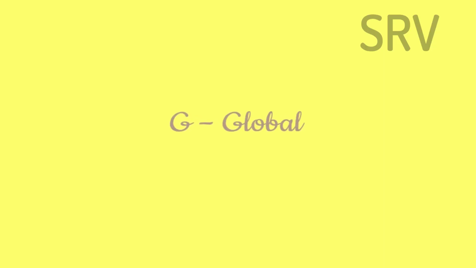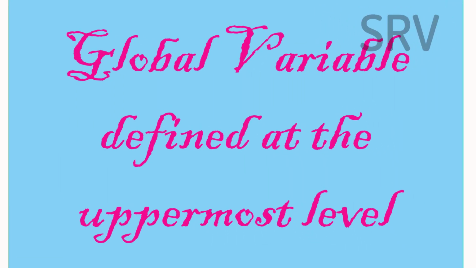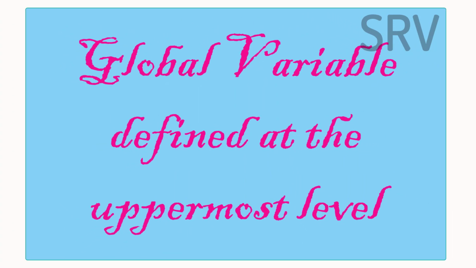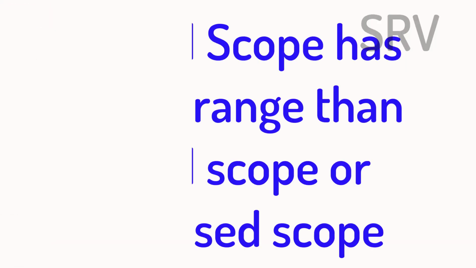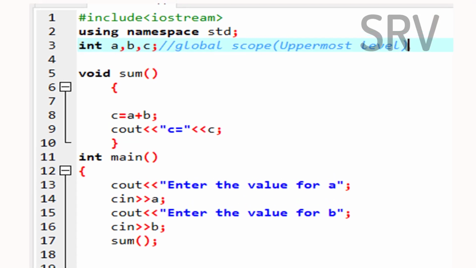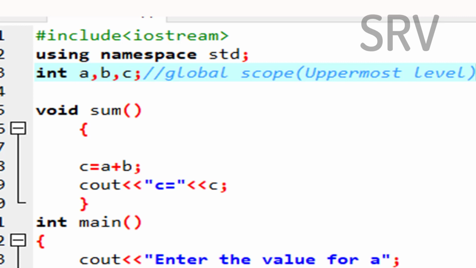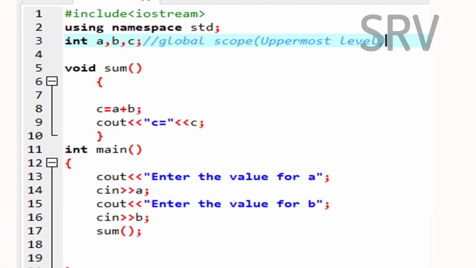Next is G, the global. The global is defined at the uppermost level. So the scope has a wider range, a little bit wider than the local scope or the enclosed scope. This uppermost level means a variable declared as global can be used anywhere inside that program. So throughout that program, a global scope variable can be accessed. That's why it is called the utmost level.